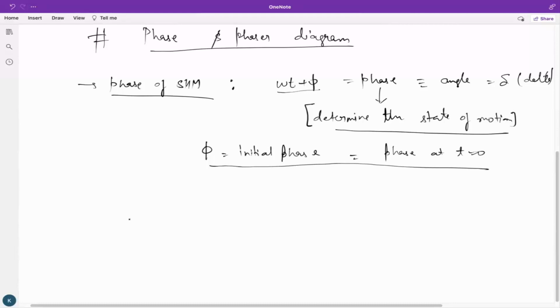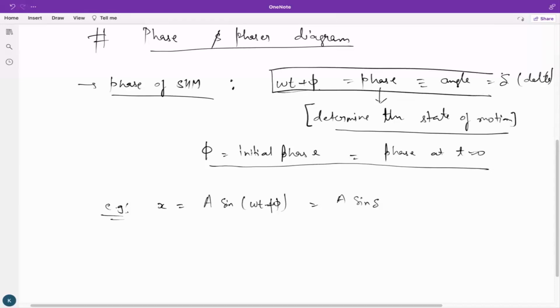So if you didn't get it, let me take a basic example so you can understand in a better manner. Let me take the displacement as a function of time. We already derived it. Our particle is doing simple harmonic motion on the x-axis because we are taking x is equal to A sine omega t plus phi, or we can write this as A sine delta, right? Where delta is just the phase.